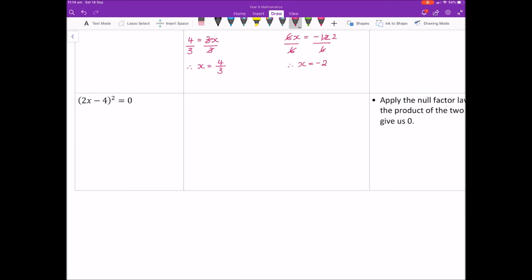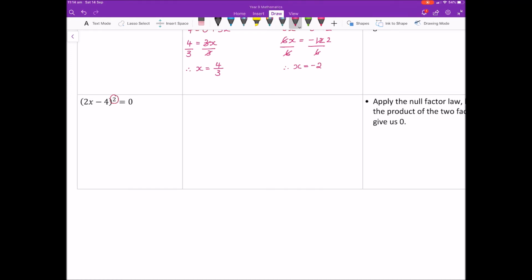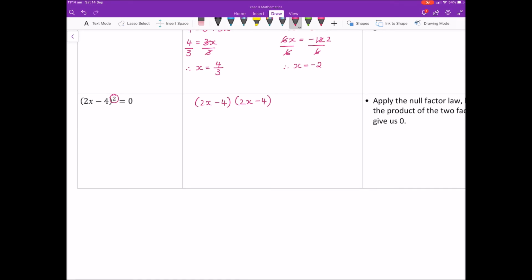And our final example, we've got 2x minus 4 all squared equals 0. Remember that when you see this, it basically is telling us that the equation can also be written in the following way. However, what it does mean is that because it's repeated twice, we're going to get the same answer. So we only have to actually solve it once.